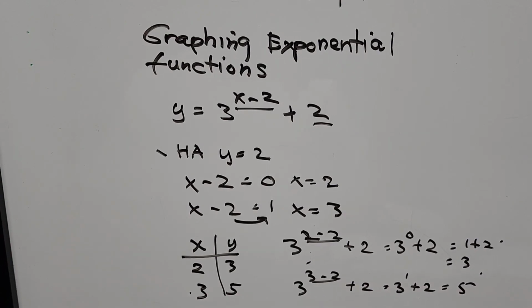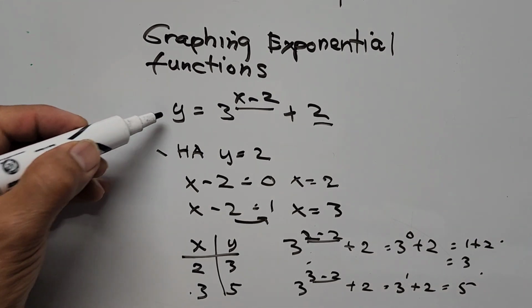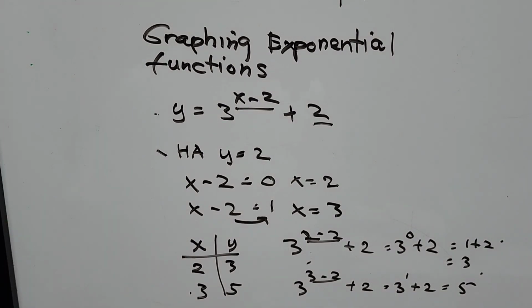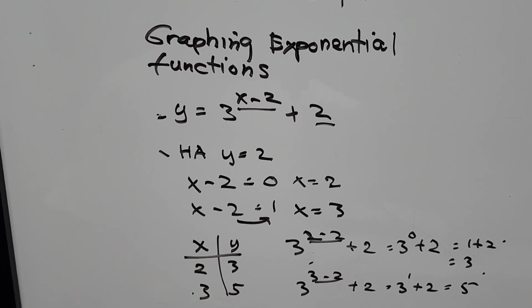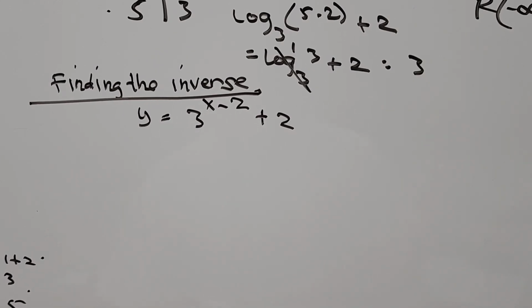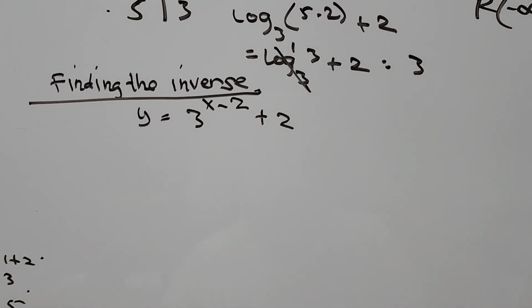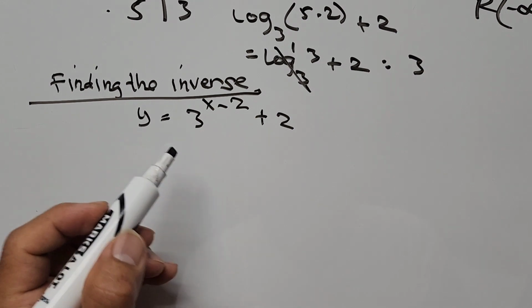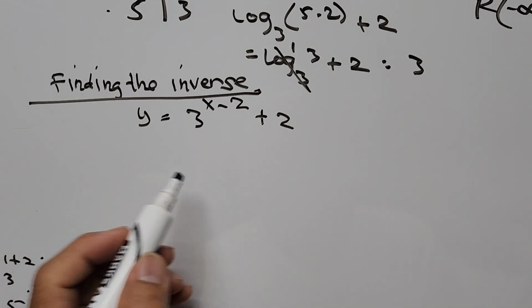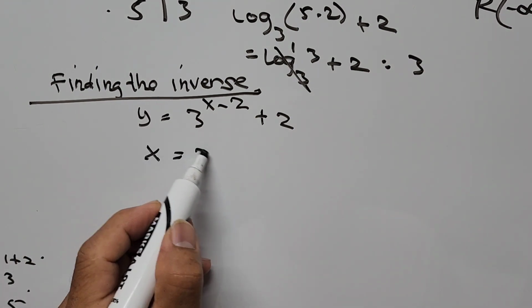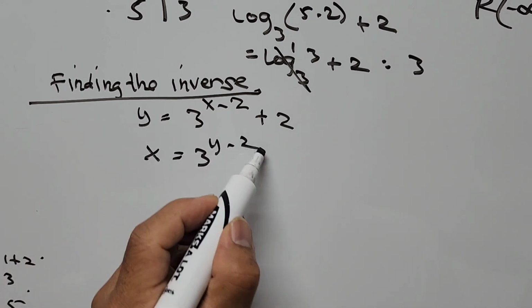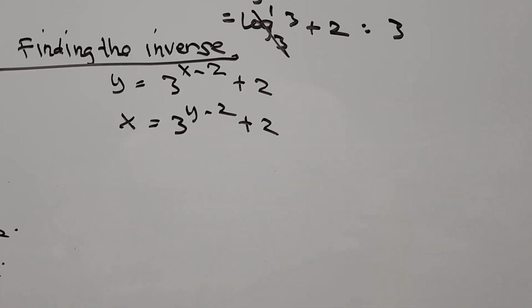What about finding the inverse of a function? Let's say we have here an exponential function. The inverse of an exponential function is a logarithmic function. So we try to solve the inverse of this function and graph it. Let's find the inverse of y = 3^(x-2) + 2. First we change all the y into x and all the x into y. So x is equal to 3^(y-2) + 2 for the value of y.